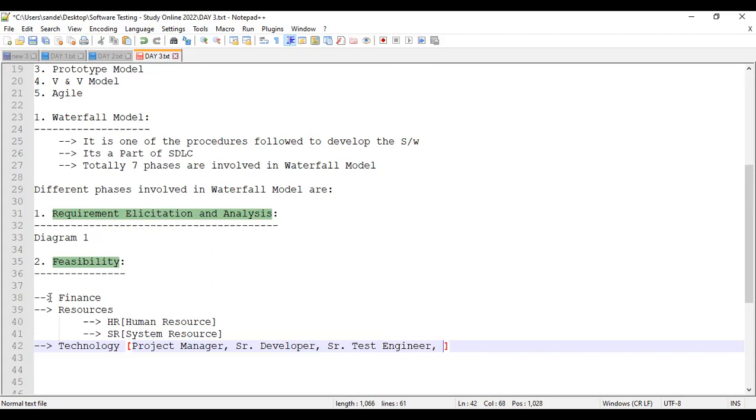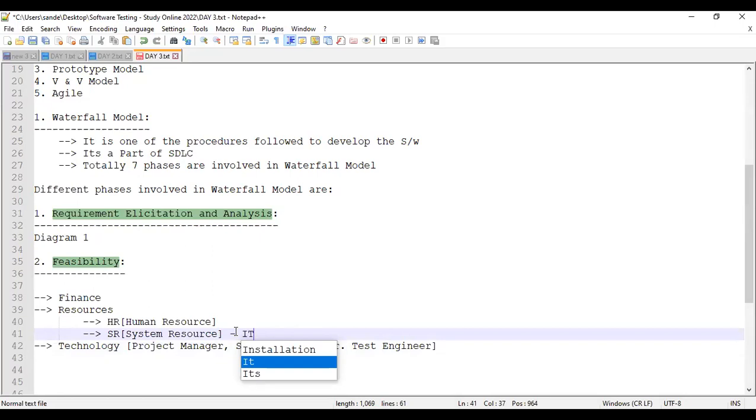Next, is there any other designation? Please do let me know. I'll just tell you what is system resource. No, I'm just writing. These are the people who will be involved. System resource means I can just say IT admins. Is that fine? Sir, what will these people be involved in, sir?